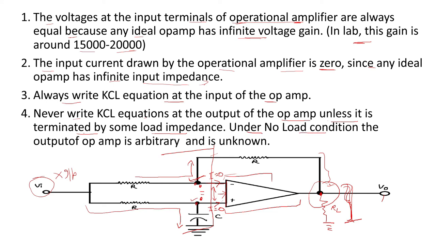Under no load condition, the output of the op amp is arbitrary and unknown, meaning at no load its value is random and unknown. Therefore we don't write an equation at the output, we write equations from the input nodes. So this is a brief introduction of the op amp. Now we will solve this question.